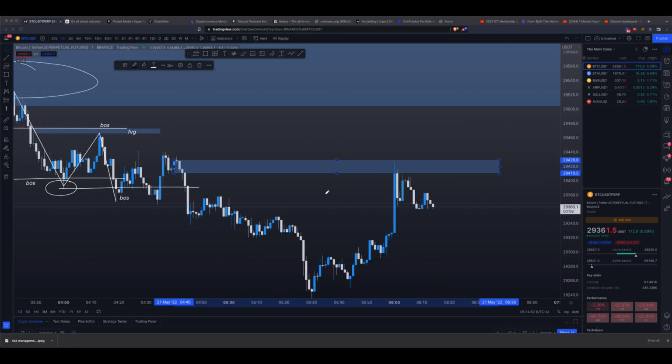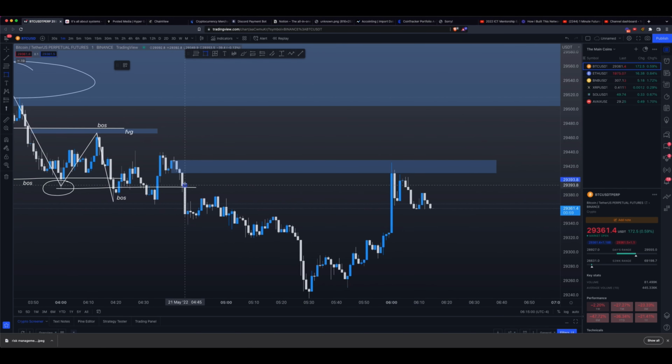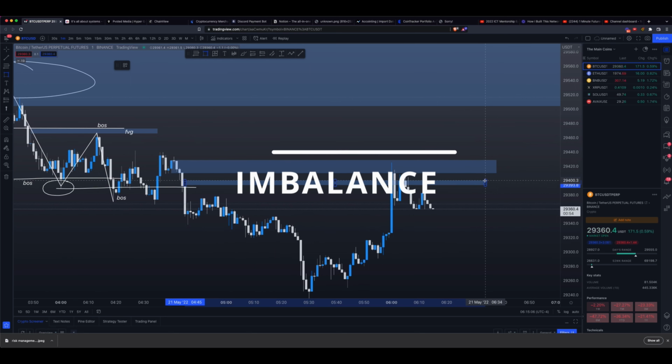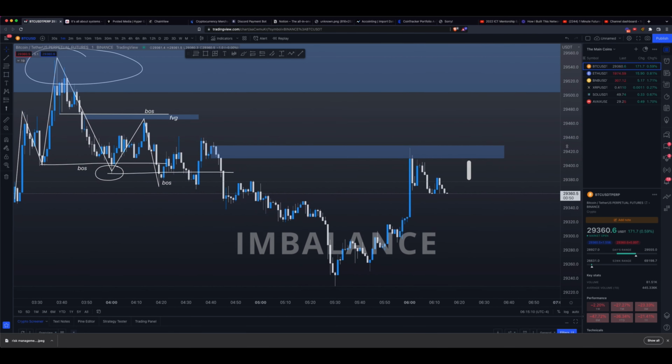It simply needs to be an area of value that the market makers would want to bring price back to. For example, right here, you left a very big imbalance. Once you take a look at this, this is the 1 minute chart, and notice how there is no price action at all in this level. That is called an imbalance. Imbalances tend to get filled because the market makers need to mitigate their positions.